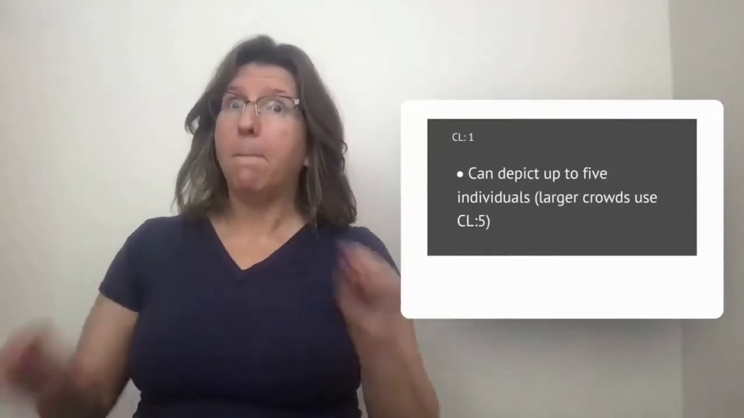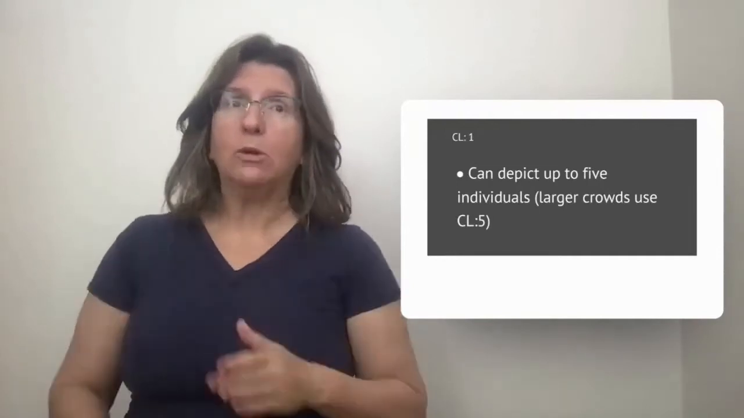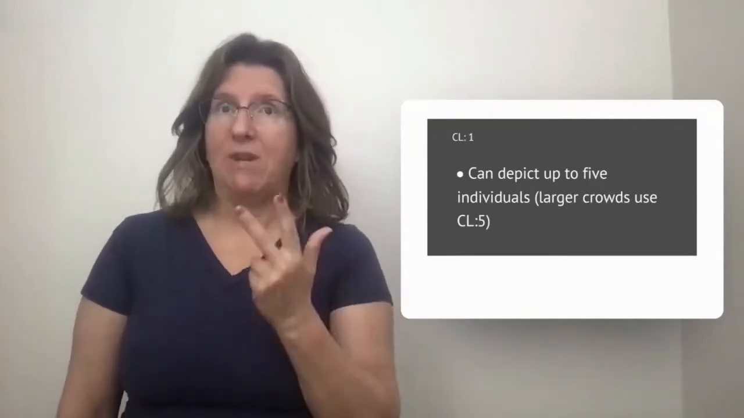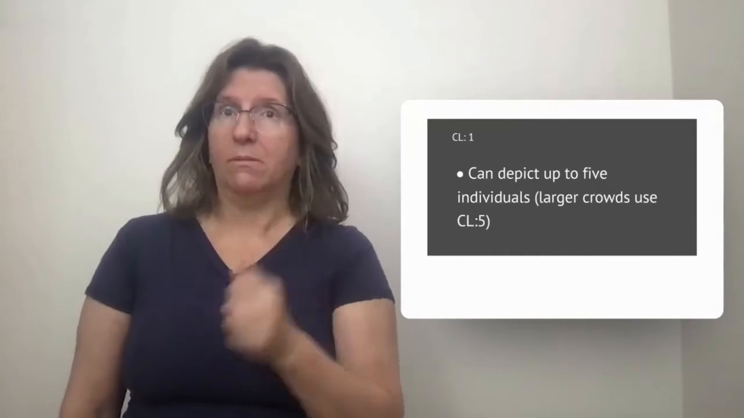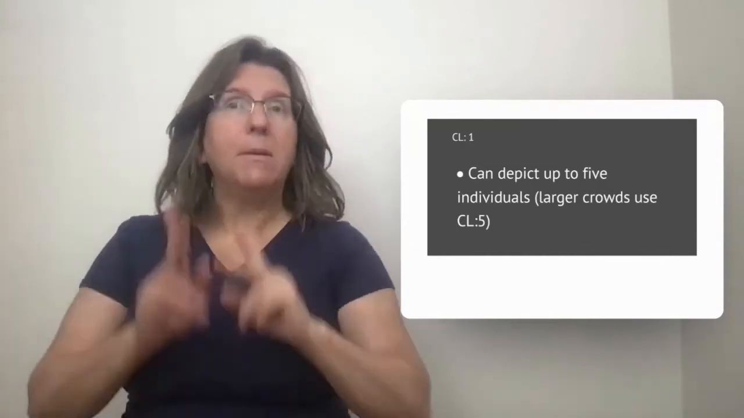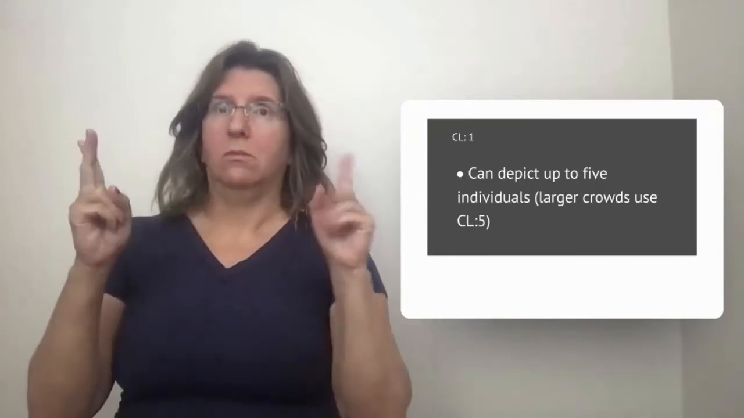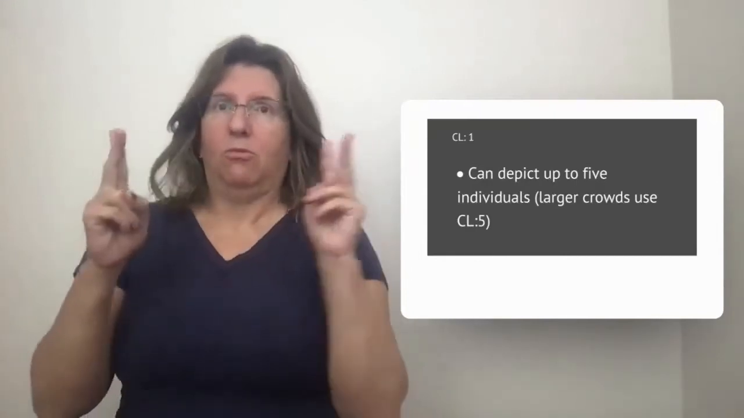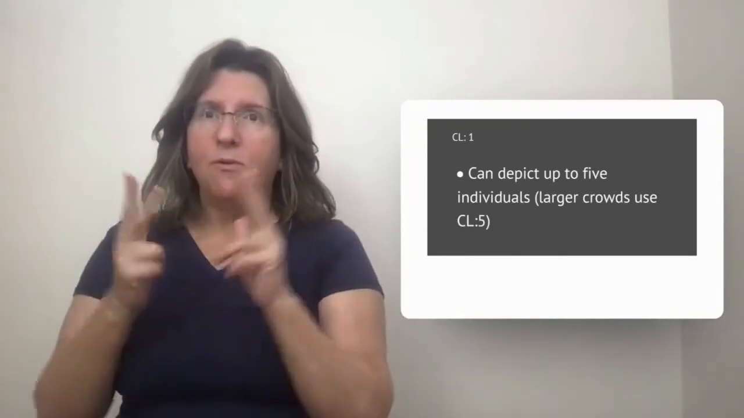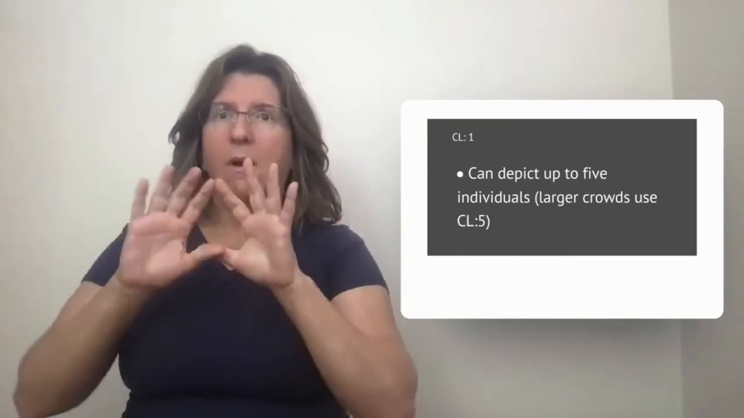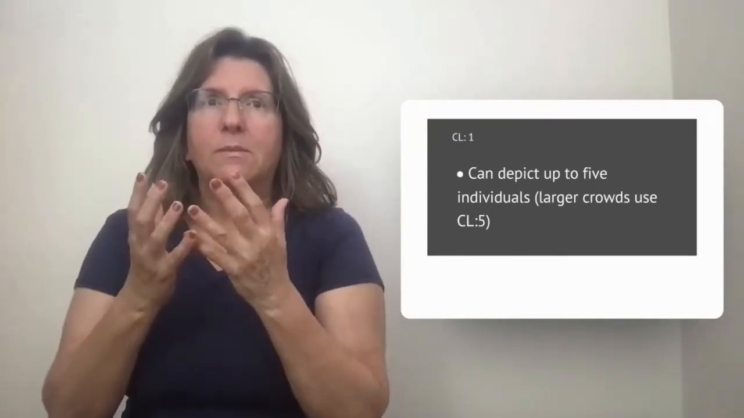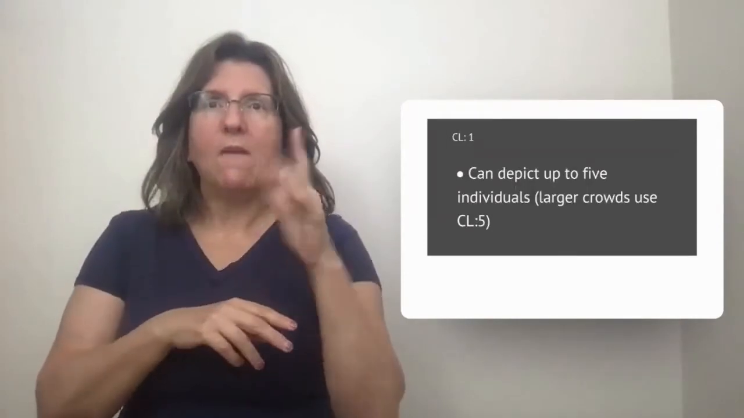So CL1 can be modified to depict up to 5 individuals by using more fingers. So two people coming together, now 2 people and a third person. Here we've got 2 couples, 2 triads. You see how you can modify it to show people coming together.